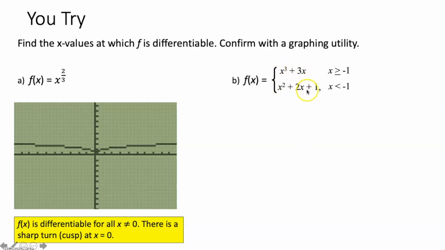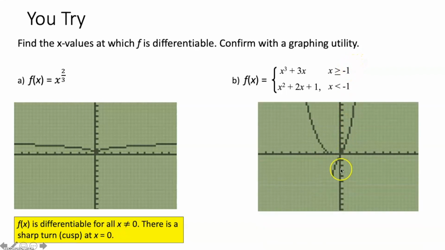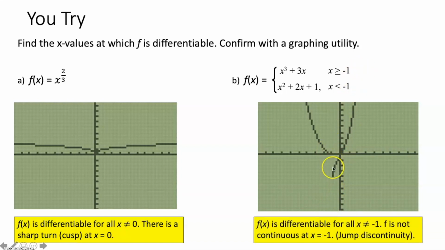Therefore, the two parts of the piecewise function do not meet up. They don't have the same y value, which means at x is equal to negative 1, there should be a jump discontinuity. And we see that it does appear to be so. We have a jump discontinuity at x is equal to negative 1. Therefore, the function cannot be differentiable at x is equal to negative 1.